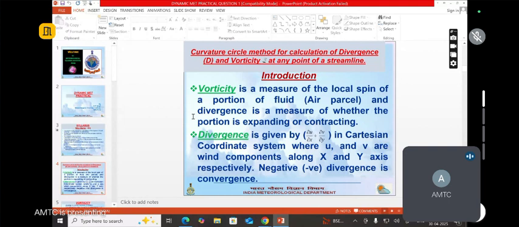Meteorologically, it has two types. One is baroclinic, one is barotropic. What is baroclinic? What is barotropic? Our country is in the tropics, so our atmosphere is barotropic, from the lower levels up to the upper level of about 100 hPa.